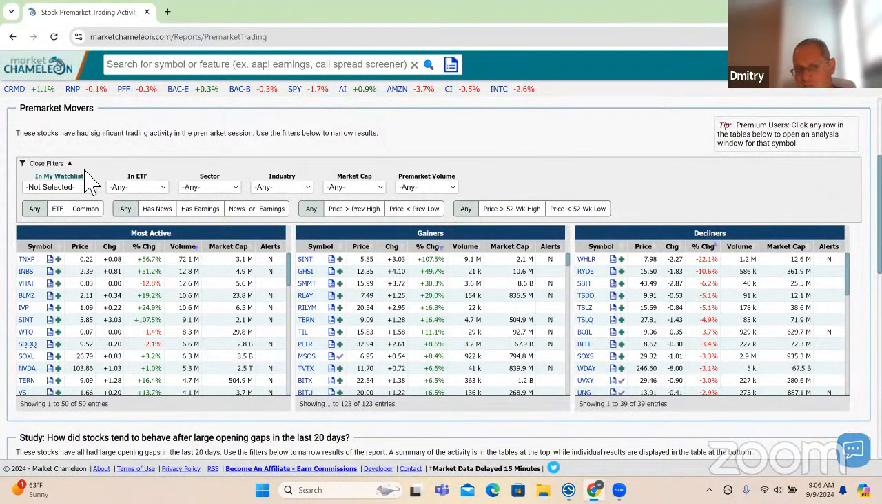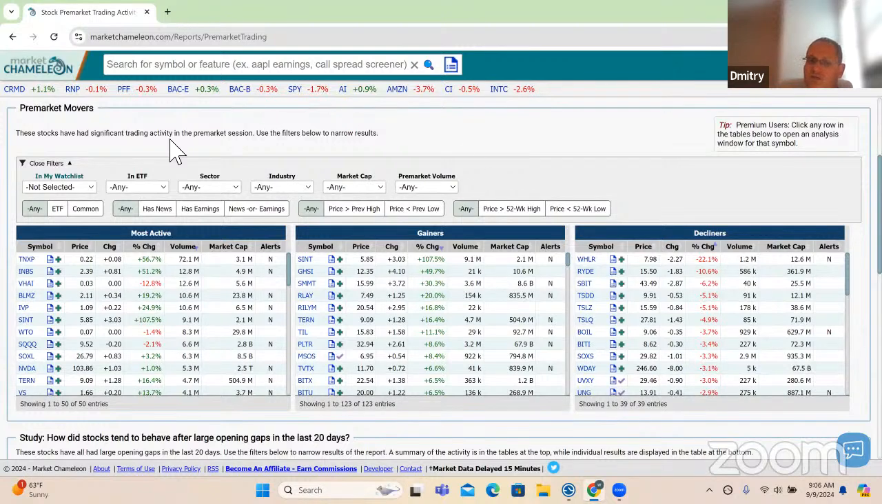Now, we have this in my watch list filter over here. This filter is unique because if you create a watch list of stocks that you like to track, your own unique watch list, you could use this filter to screen the report below by the stocks that you saved in that watch list. And you could do that in other parts of the website.